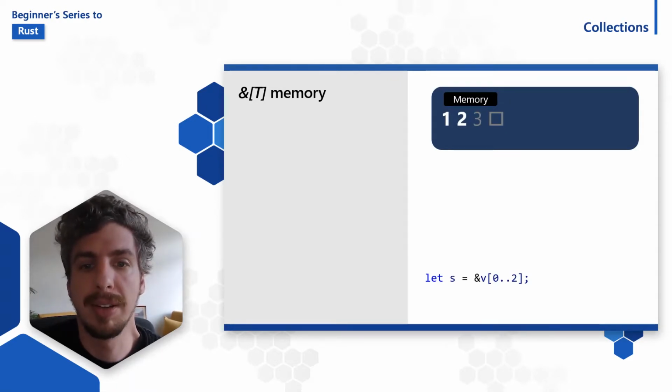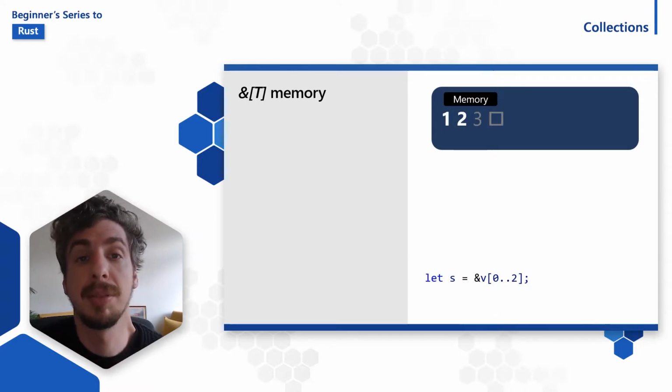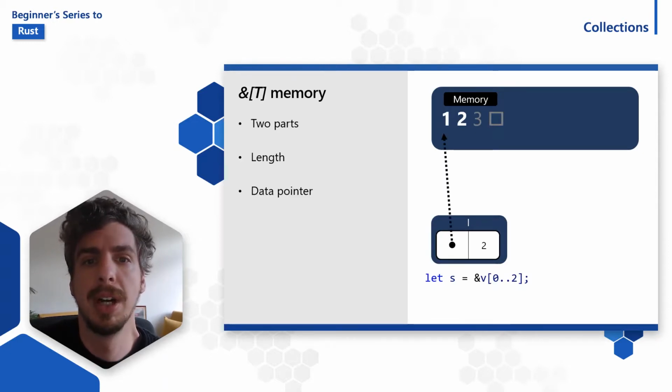Here we're creating a slice that refers to just the first two items of the vec. The slice is composed of two parts, a length, in this case 2, and a data pointer. Remember, slices don't own their data, they just refer to other data owned by some other value. Now that we know the basics of what collections are, let's go ahead and use some of them.